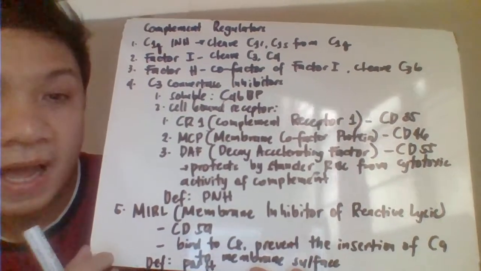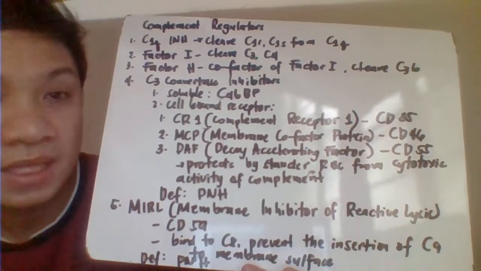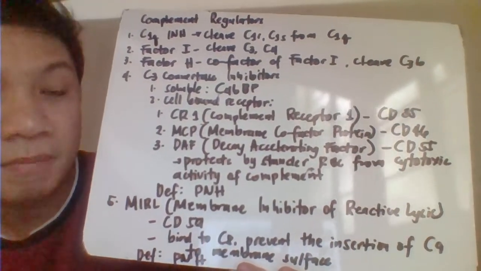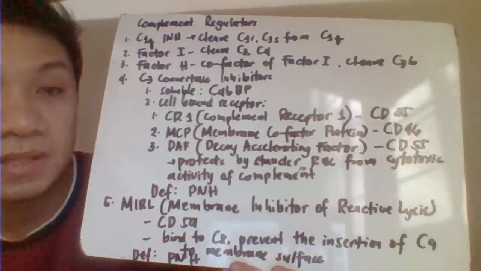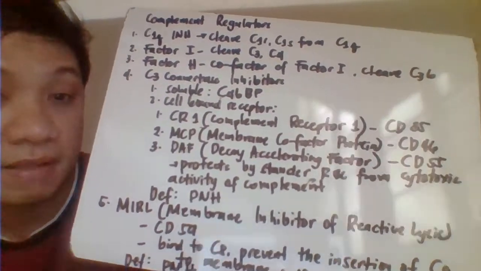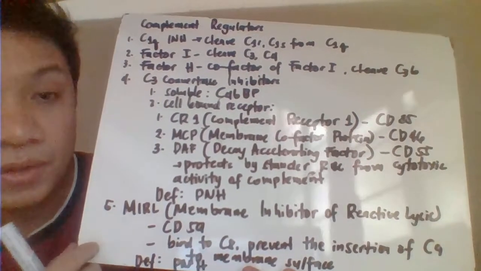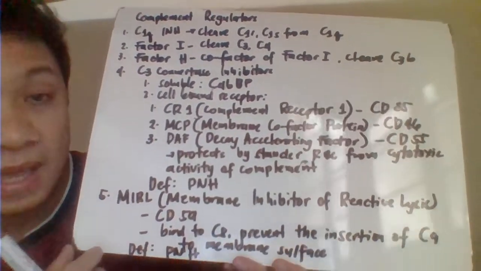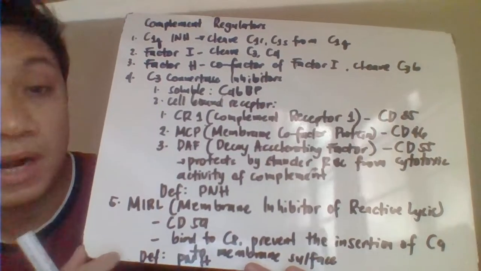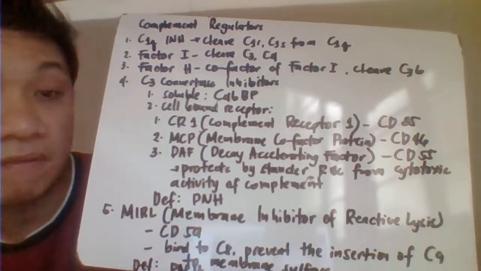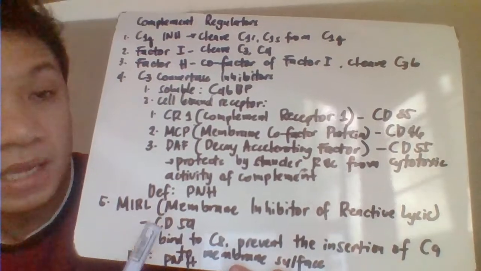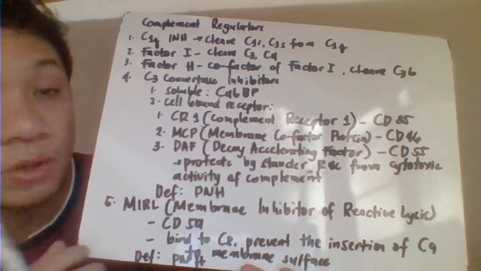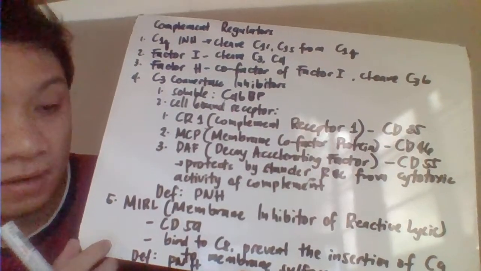So generally, if you don't have an antigen antibody complex, normally our RBCs without antigen antibody complex are being protected because of the decay accelerating factor. However, for patients with an absence of the decay accelerating factor, that would trigger lysis of their RBCs once the complement has been activated. Usually, that occurs in patients with PNH, paroxysmal nocturnal hemoglobinuria. They don't have the decay accelerating factor.